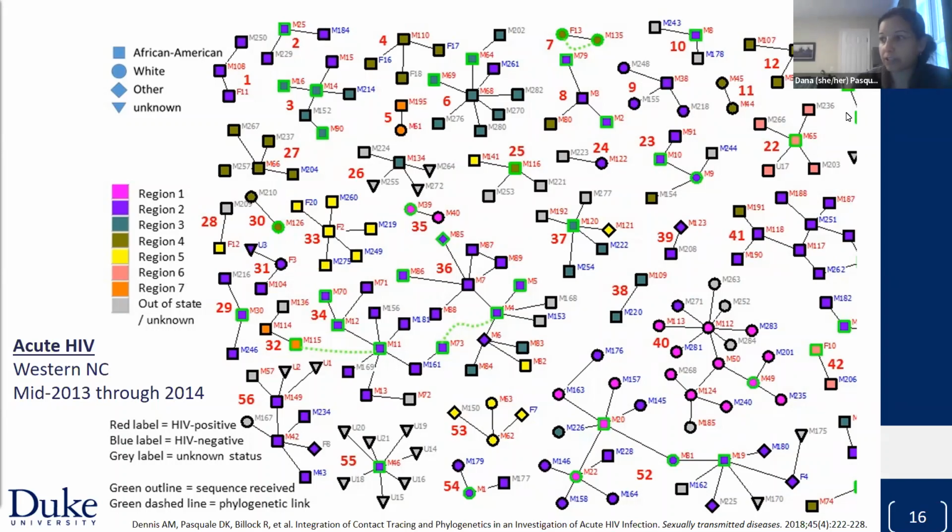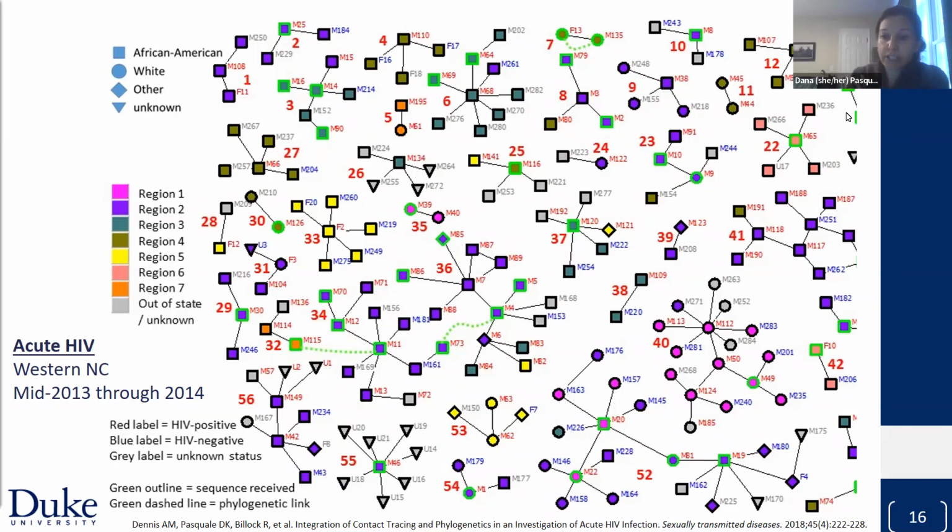So a physician at UNC, Ann Dennis, and I were asked to assist the NC Department of Health and Human Services because they observed a surge in acute HIV in the western part of North Carolina. So people with acute HIV, they're early in their infection and they're highly infectious to other people because the immune system hasn't responded yet to tamp down the amount of virus. So if they do have a sexual relationship with someone else, then they're very likely to transmit to that person.